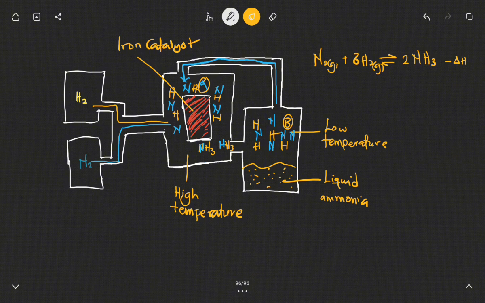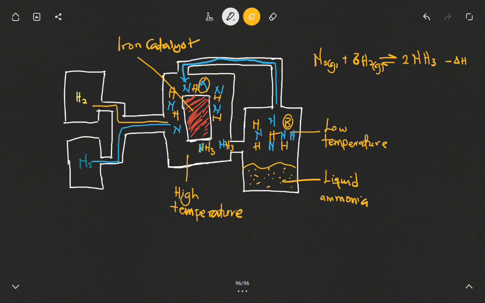So what are the factors we need to consider here if we want a good yield? Now, what you need to remember is that when gases such as this are being produced on a large scale, they look at what is known as economic yield, which means that they need to optimize the conditions so that they have a good yield and also to reduce cost.